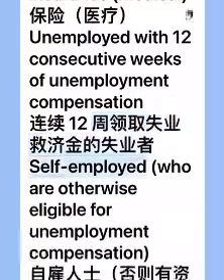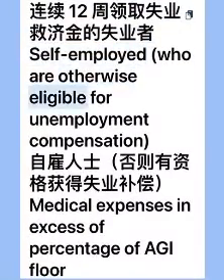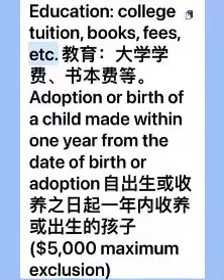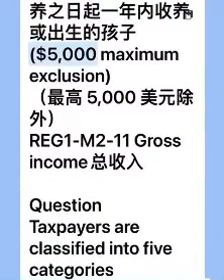Self-employed, who are otherwise eligible for unemployment compensation. Medical expenses in excess of percentage of AGI floor. Disability, permanent. Education, college tuition, books, fees, etc. Adoption or birth of a child made within 1 year from the date of birth or adoption. $5,000 maximum exclusion.